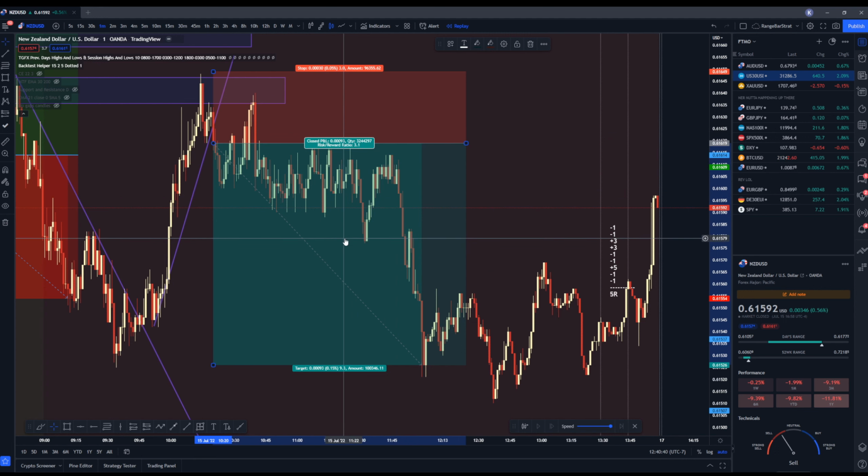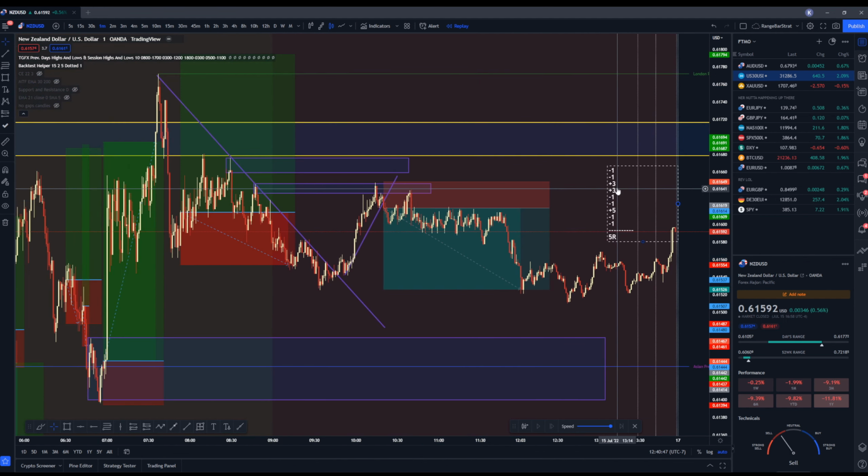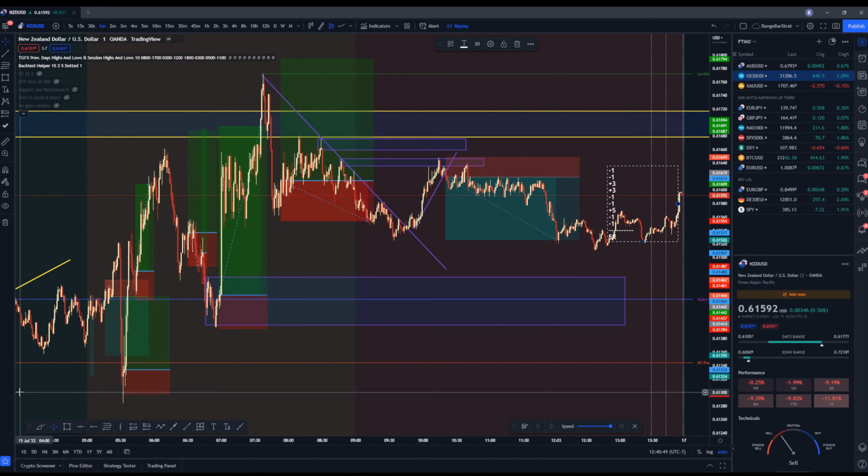So anyways, that's New Zealand US dollar on Friday, July 15th. Probably the dirtiest back test, the filthiest back test I've done.